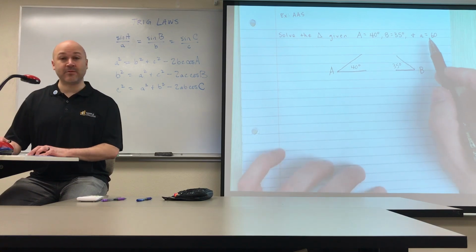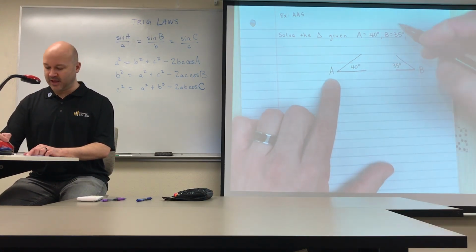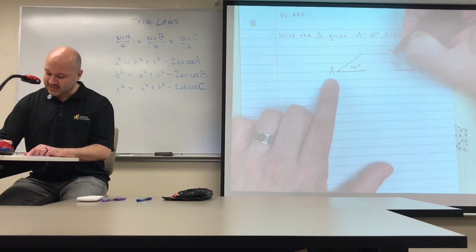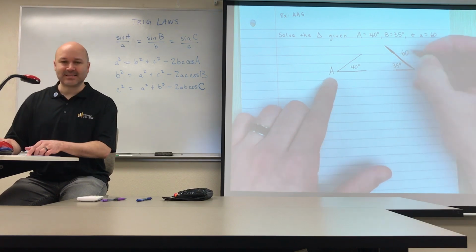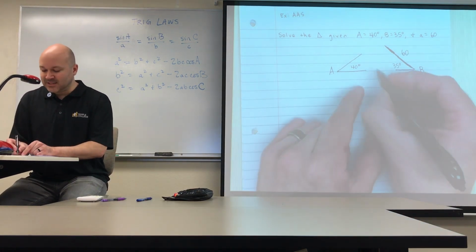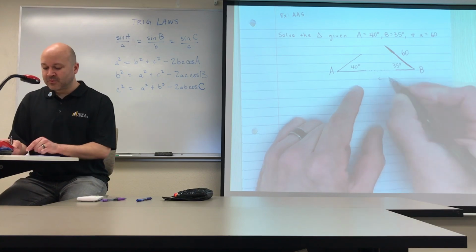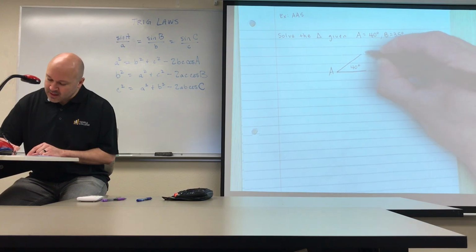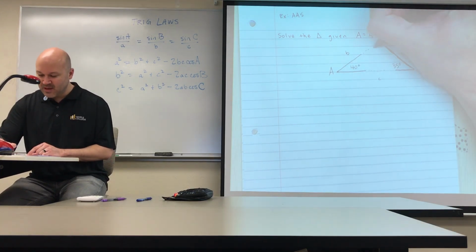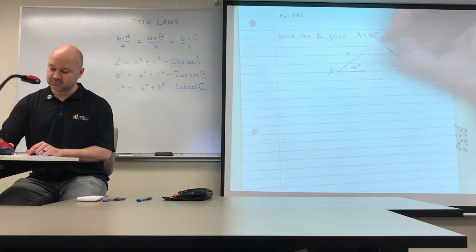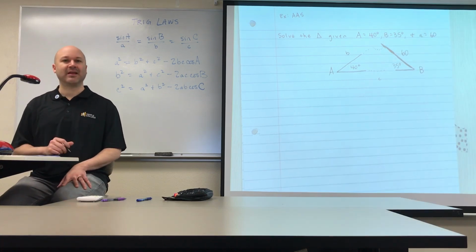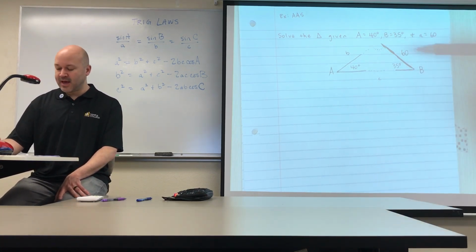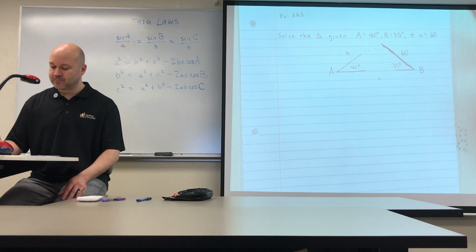And then little a was given to us. That's the side length opposite angle A. And we know that value. That value is 60. So I'm going to come over here and draw side length A and label it 60. What I don't know is little c. I don't know how long this base is, or this side length. I don't know how long little b is, and I don't know at this moment the angle of C. But I'm assuming it looks something like that. I've got two little acute angles, and I know one of the side lengths is 60.